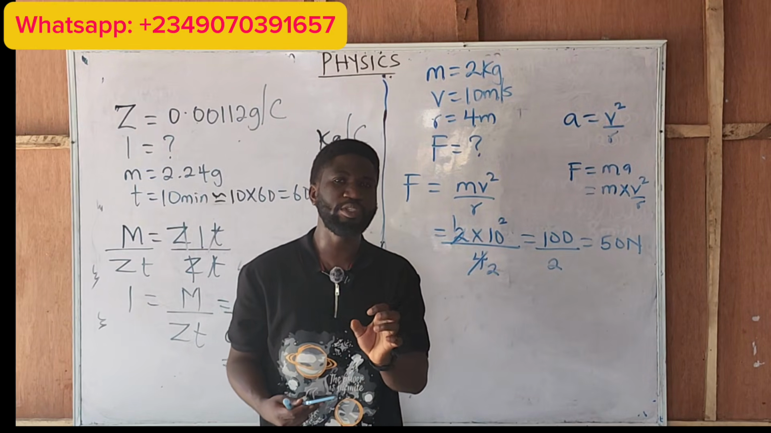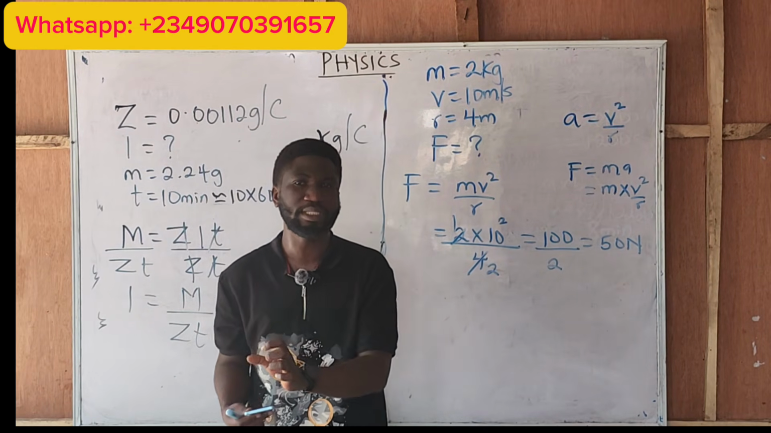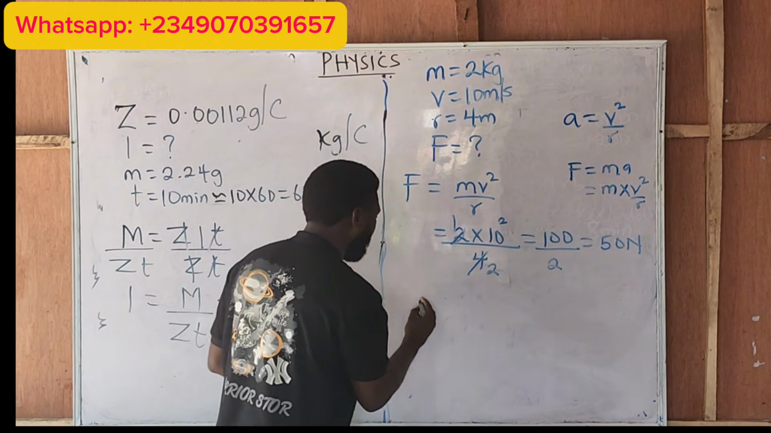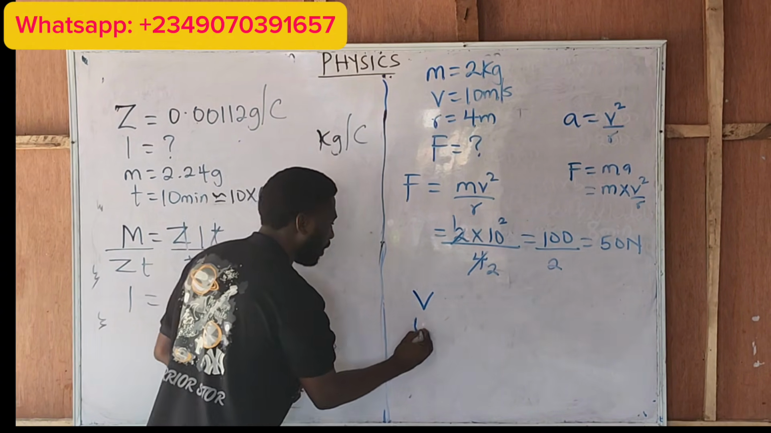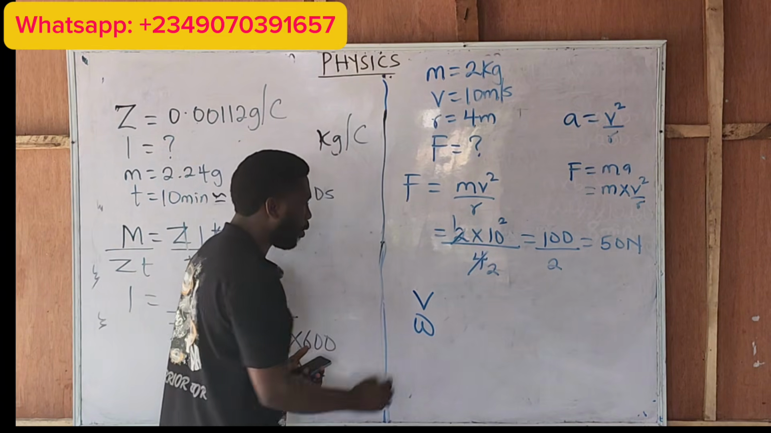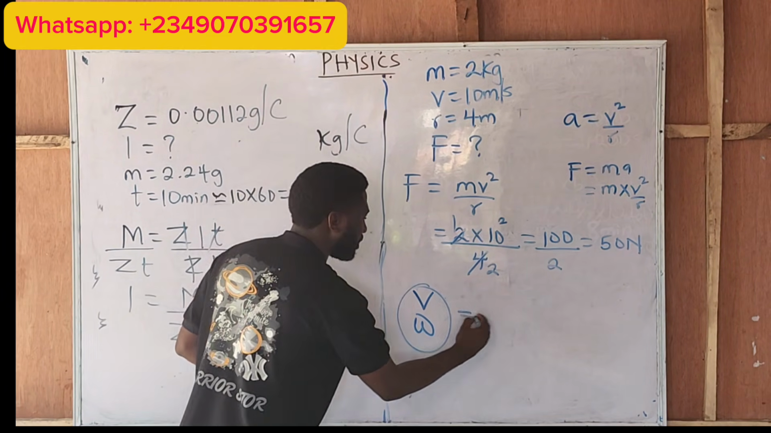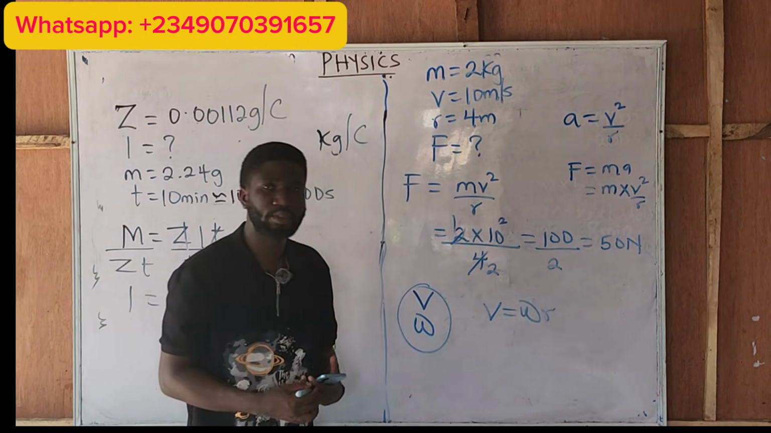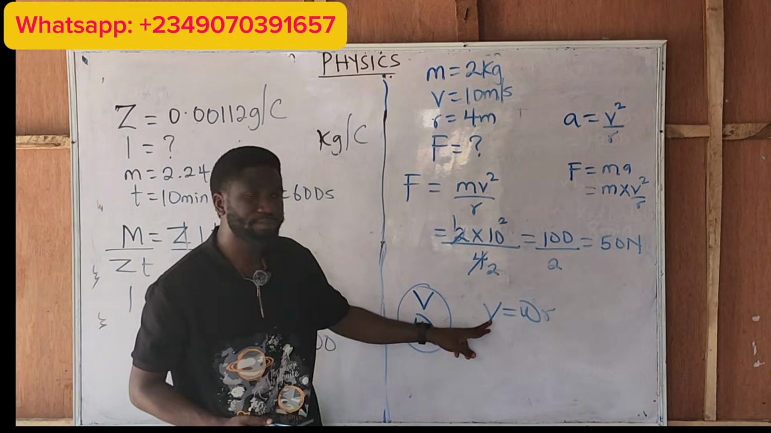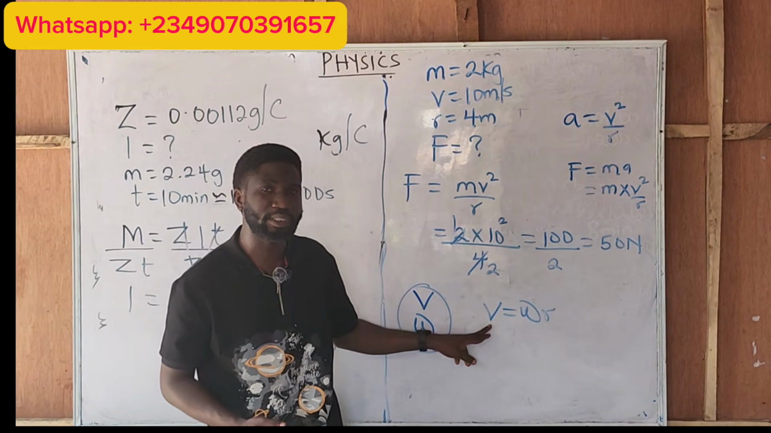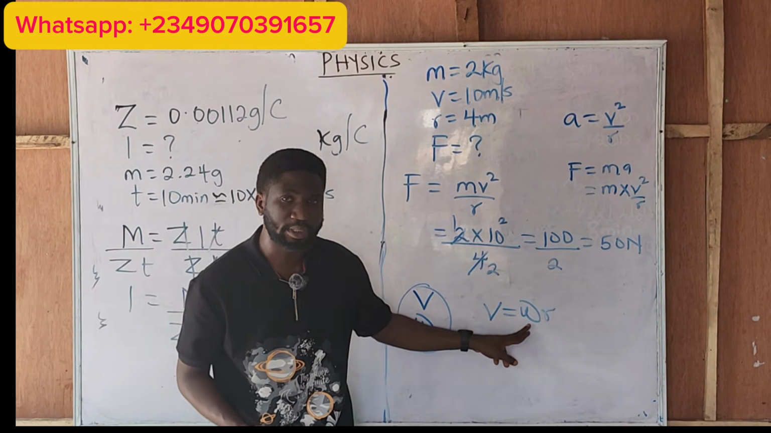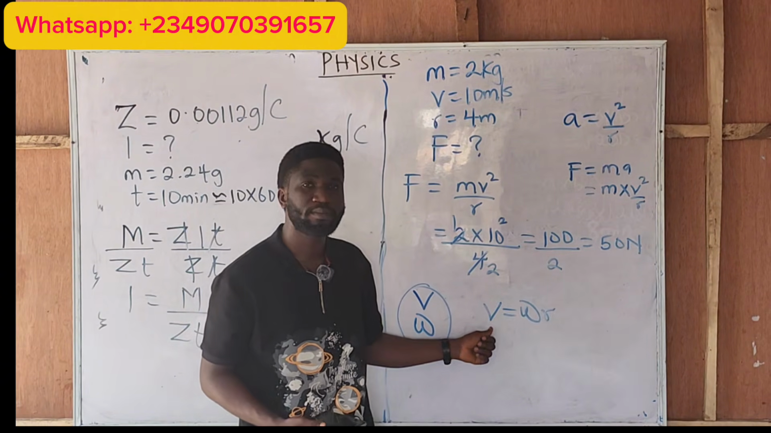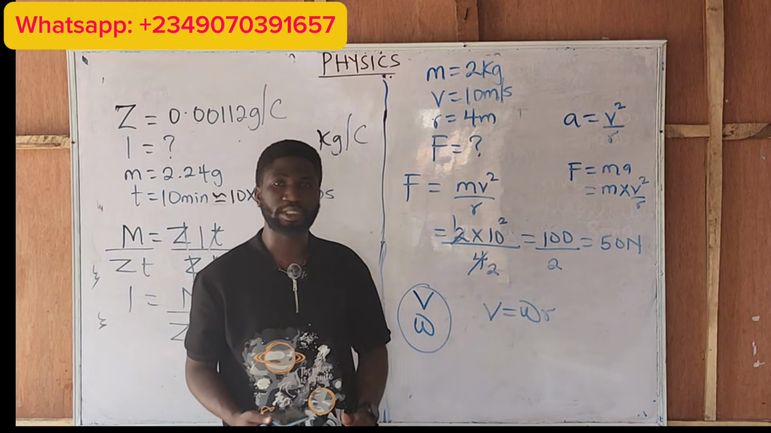So let me quickly say this now. You need to know the connection between the linear velocity and what we call angular velocity. So this is the linear velocity, and here's what we call angular velocity, which is the omega. So what connects these two together is v equals omega r. Please take note that this is the tangential velocity or the linear velocity, and here's what we call the angular velocity, and this is the radius. So this is the formula that binds the v and the omega together.